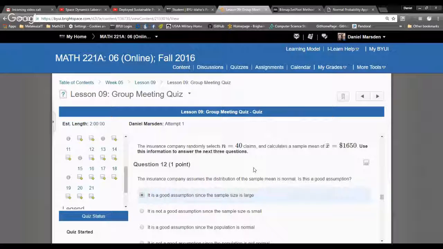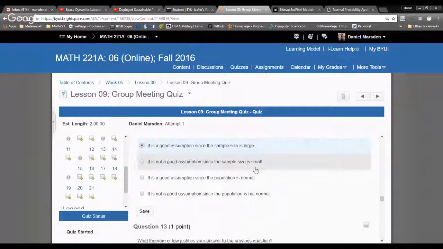An insurance company randomly selects n equals 40 claims and calculates the sample mean of 1,650. The insurance company assumes the distribution of the sample mean is normal. Is this a good assumption? Yeah, because it's a large number. I think it's over 30. Would it be A or C? I think it would be A. Yep, definitely. I think it's A.